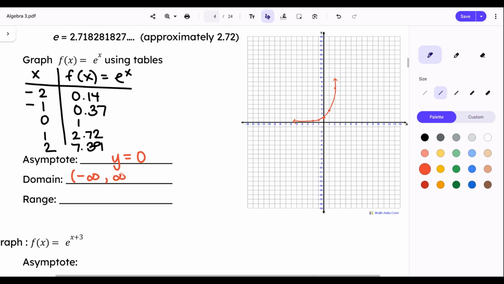Good. It's going to be negative infinity to positive infinity. And what would be your range? Good. 0 to positive infinity. Very good. So you can kind of see this looks a lot like what we talked about yesterday.